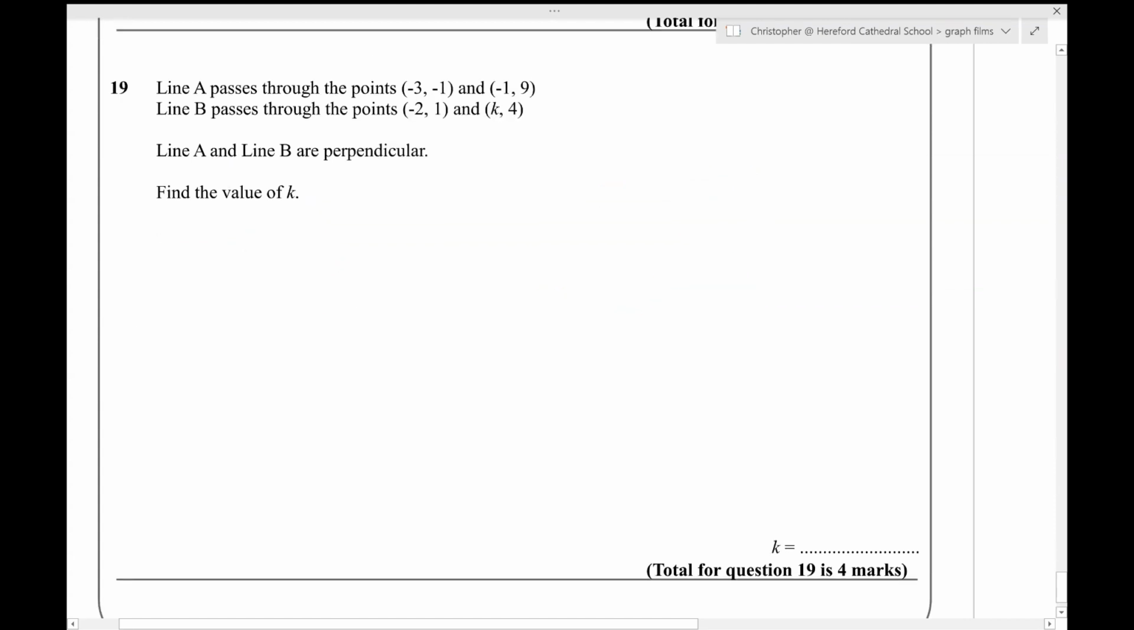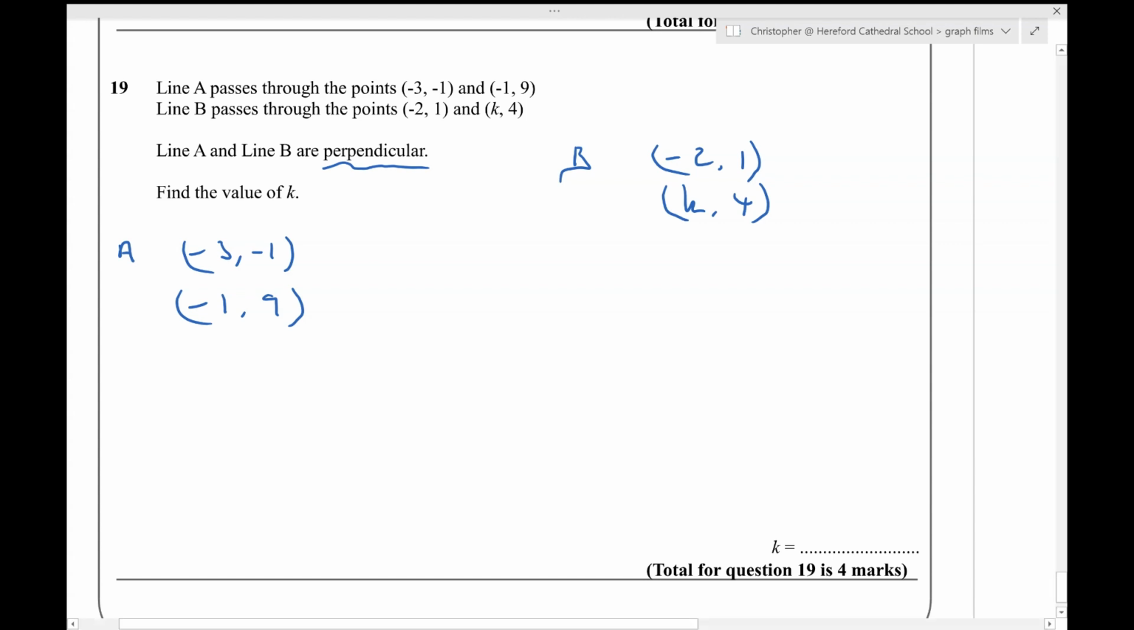Question 19. Line A passes through the points (-3, -1) and (-1, 9). And line B passes through the points (-2, 1) and (k, 4). Line A and B are perpendicular. Find the value of k. Right, well, if I can find the gradient of A, which I can do because I've got the coordinates, then I can find the gradient of B, because the two lines are perpendicular.